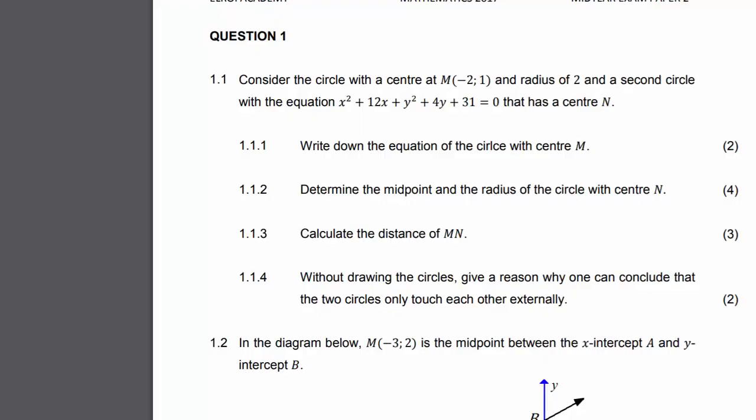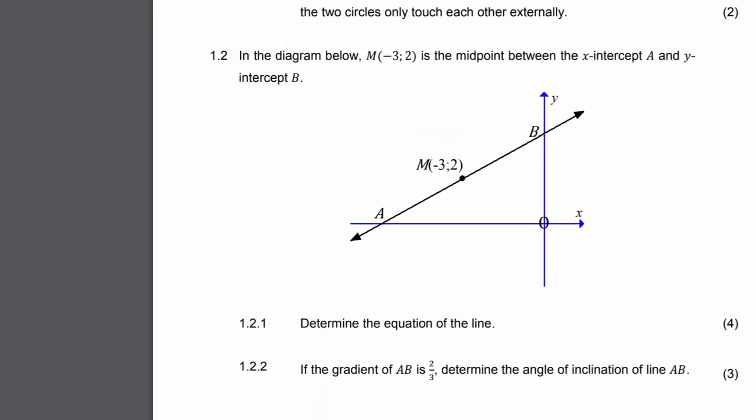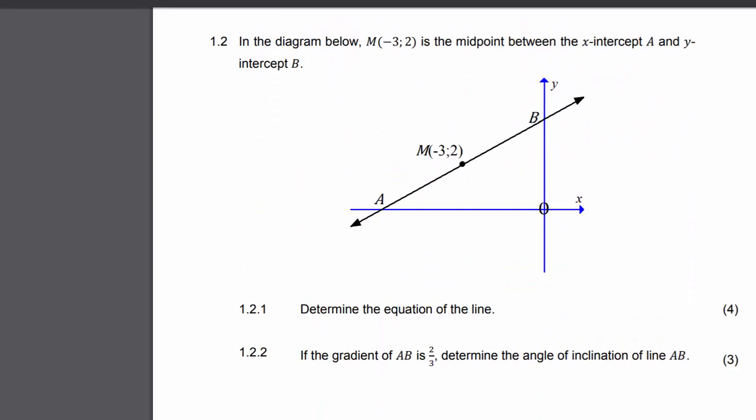Okay, next question. In the diagram below, M is the midpoint between the x-intercept A and the y-intercept B. Determine the equation of the line. So in order to have the equation of a line, we either need the gradient, or we need 2 points. All we know now here is a midpoint. Okay, so we have a point, but it's a special point.